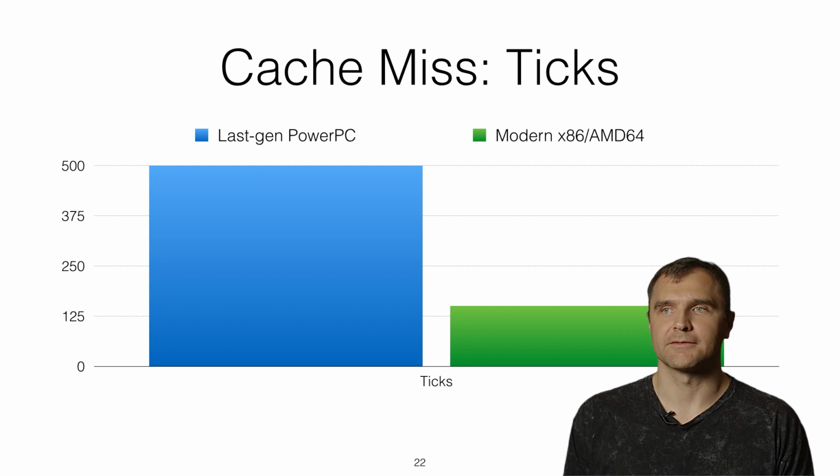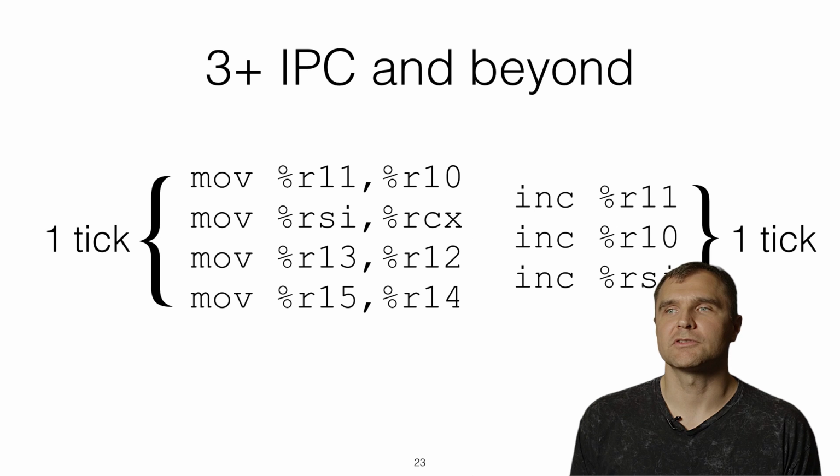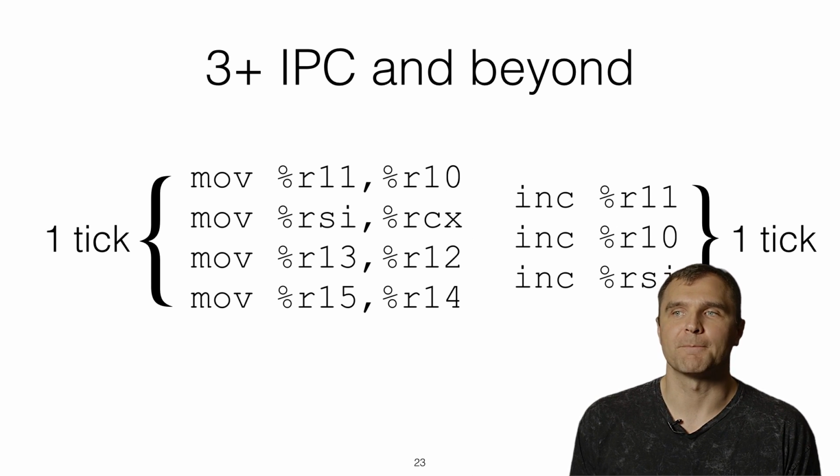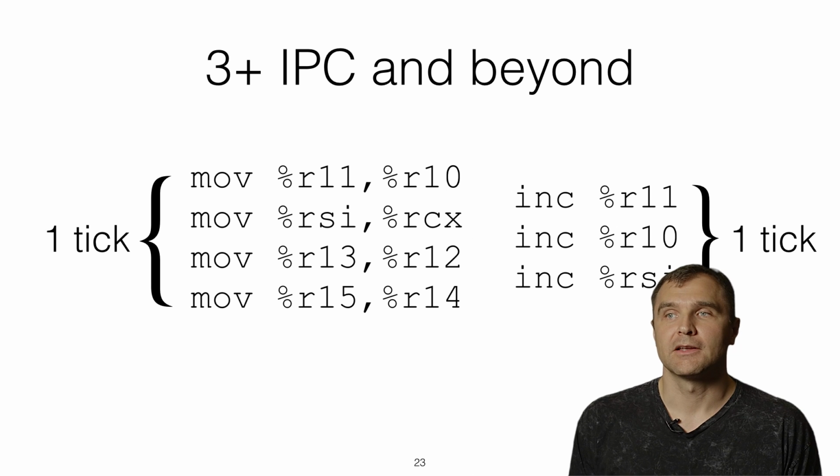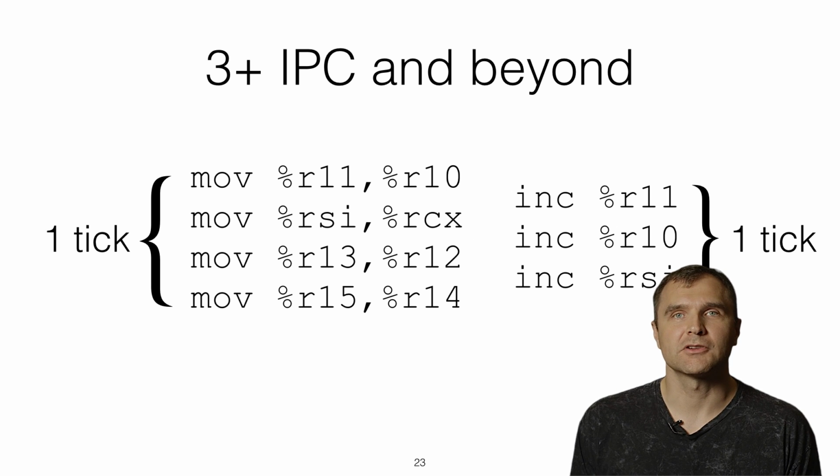Well, here is the thing. You can run 3 or more instructions per tick on an Ivy Bridge CPU. Moves here are just register renames. It's kind of a cool shortcut on the CPU. Moves cost almost nothing because they don't go through the whole CPU pipeline. They don't use execution units, at least on many of the latest CPUs. But the increments are real arithmetic operations. It's pretty cool we can run 3 of them per tick.